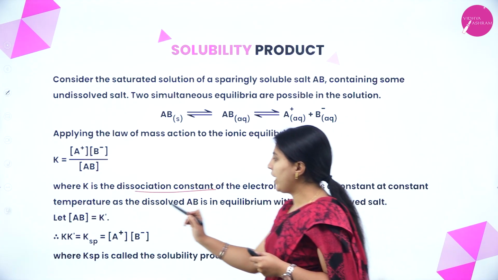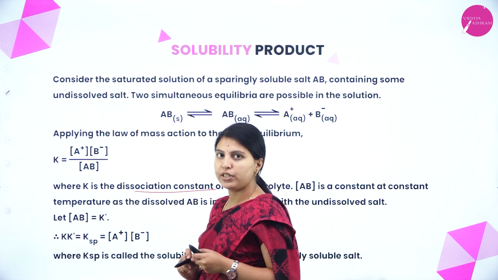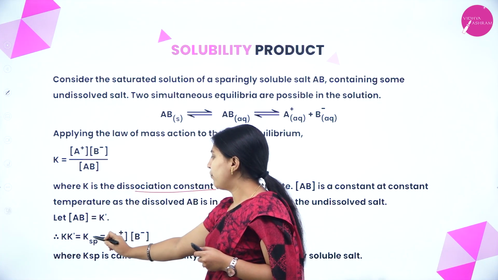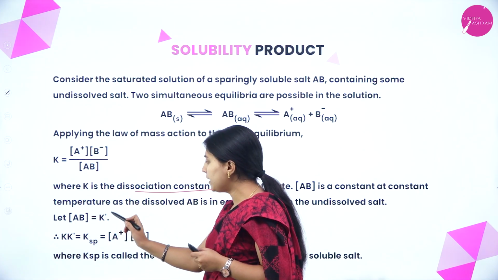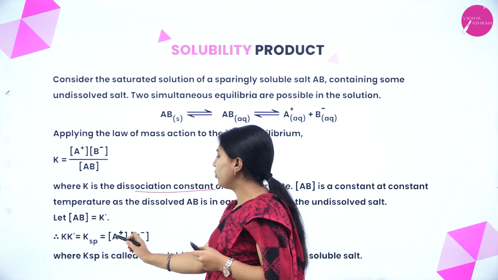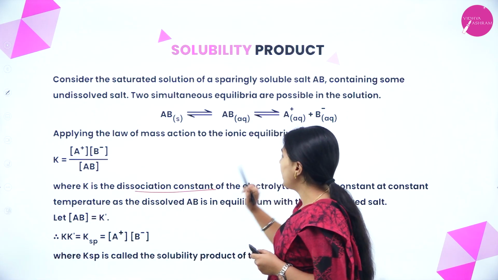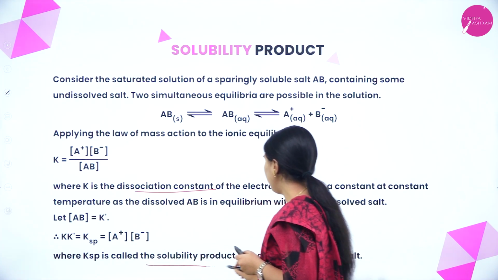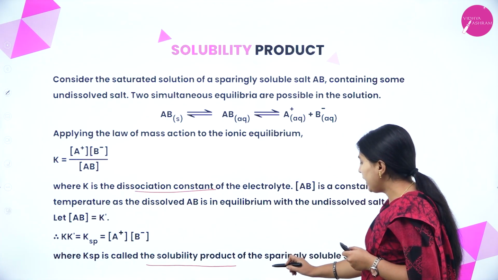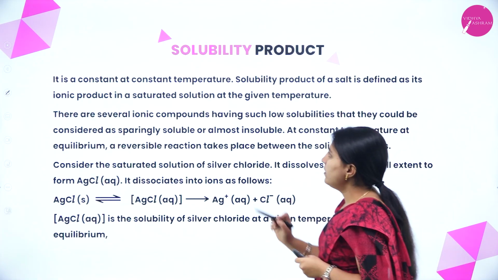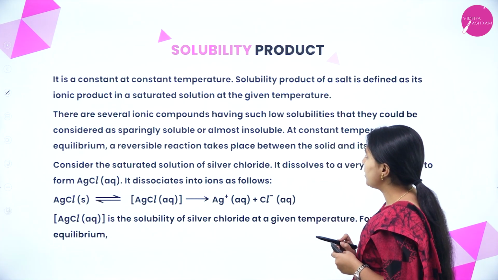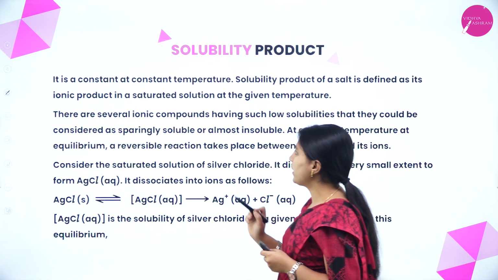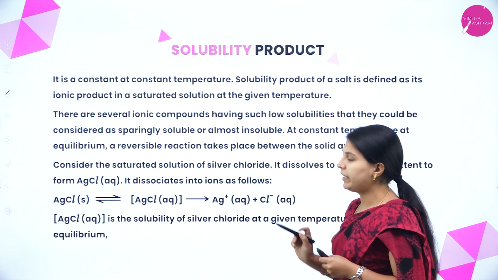Let the concentration of AB be equal to K dash, because this is undissolved, right? K into K dash equals Ksp, that is the solubility product, equal to concentration of A into concentration of B, where Ksp is the solubility product of the sparingly soluble salt. It is a constant at constant temperature. The solubility product of a salt is defined as its ionic product in a saturated solution at a given temperature.